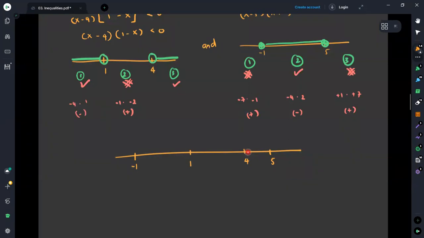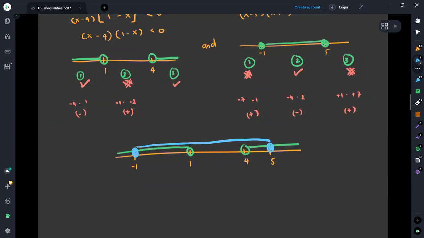Based on the first region, what we have identified is that x is less than 1 and x is greater than 4. But if you find the values which satisfy the second region, we found the values are from minus 1 to plus 5. Therefore, we have identified the regions in this way.